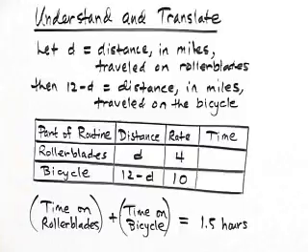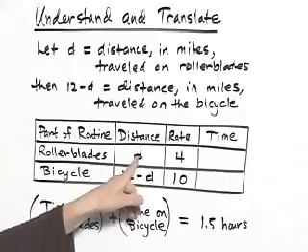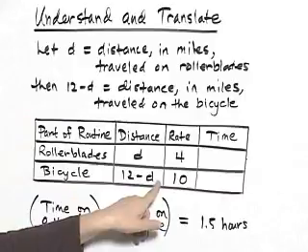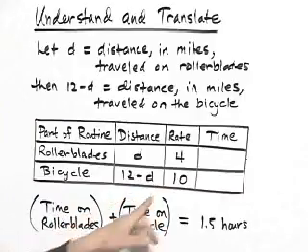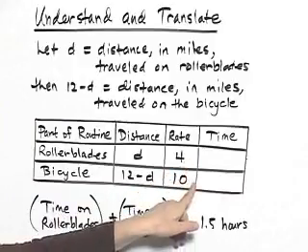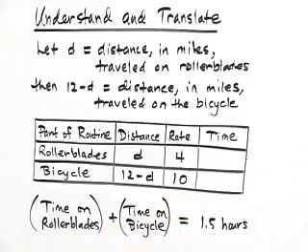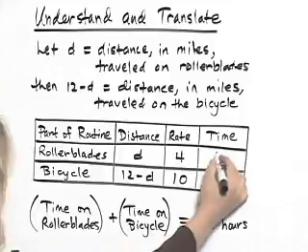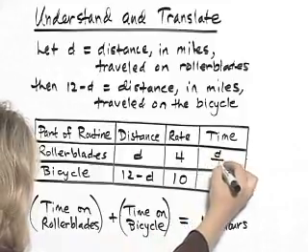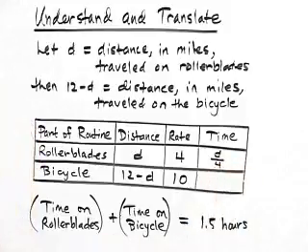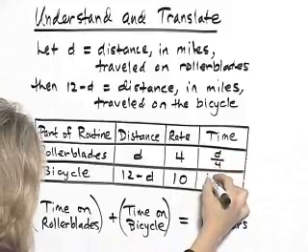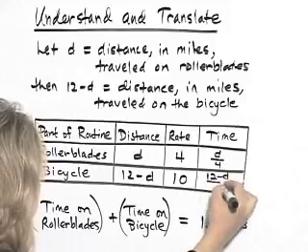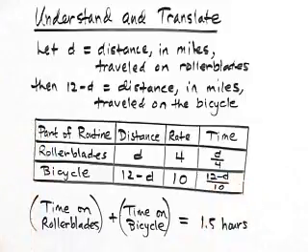I'll then organize my information in a table, with the part of the routine. One part is rollerblades, the other is the bicycle. We've defined the distance as D and 12 minus D. It was given that the rate on rollerblades was 4 and the rate on the bicycle was 10. The time can be found by taking distance divided by rate. So time will be D over 4 for the rollerblades and 12 minus D over 10 for the bicycle.